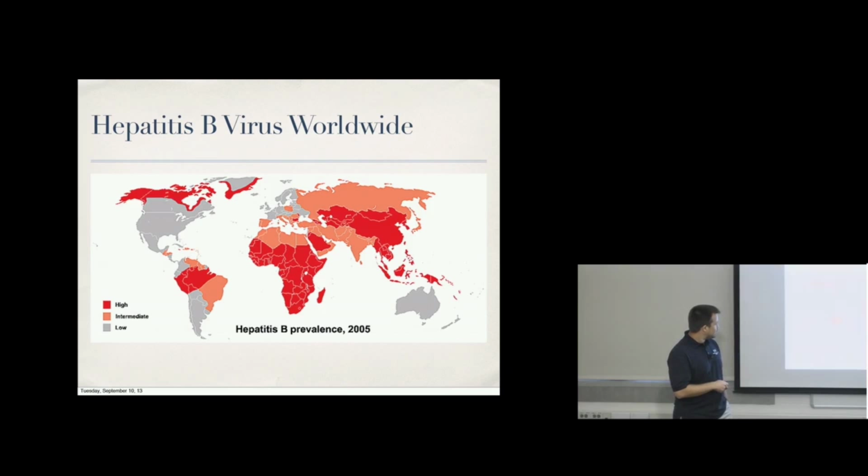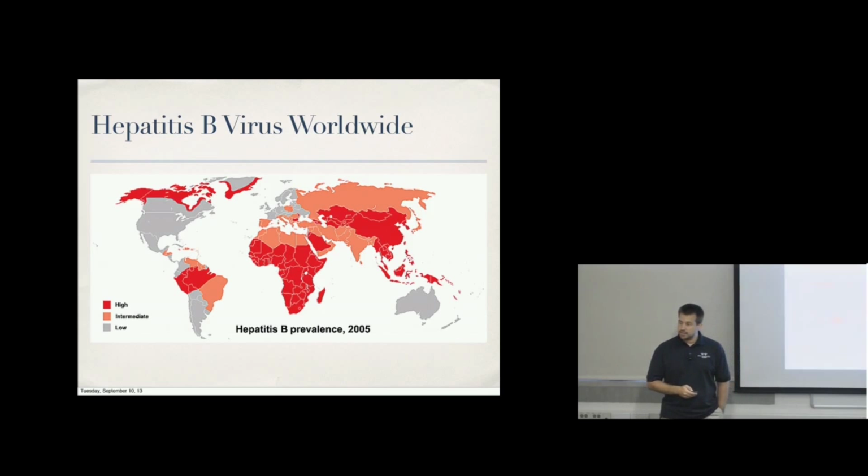This is from 2005, so a little bit old, but very high concentrations in sub-Saharan Africa, in East Asia, and it used to be very prominent in the Mediterranean region, but not so much anymore because a vaccine has been developed for this particular virus. This turns out to be important for our story because hepatitis delta only can exist in the presence of hepatitis B inside of the same host.